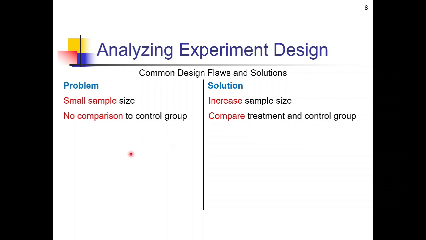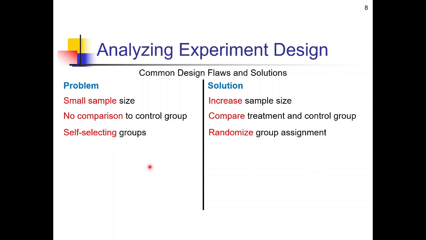Another problem we run into is self-selecting groups, and we saw this earlier. If you just allow people to choose whether they do a treatment or not, then there might be factors like them being health conscious or other things that impact the survey. So the solution to the self-selection problem is to randomize the group assignment.